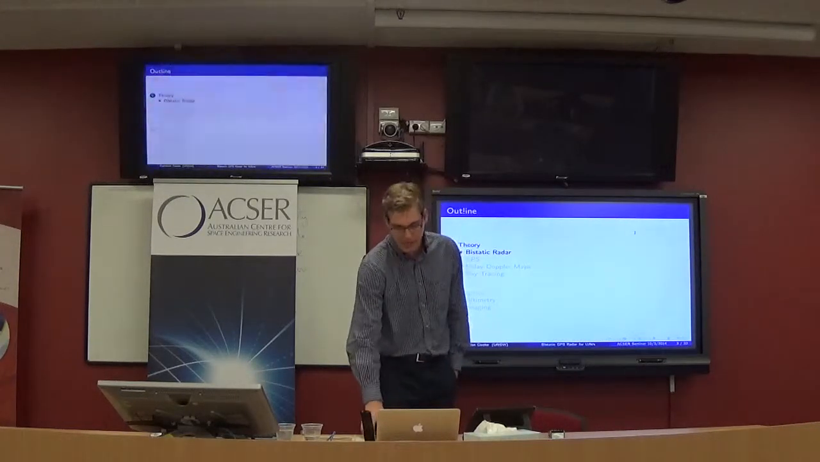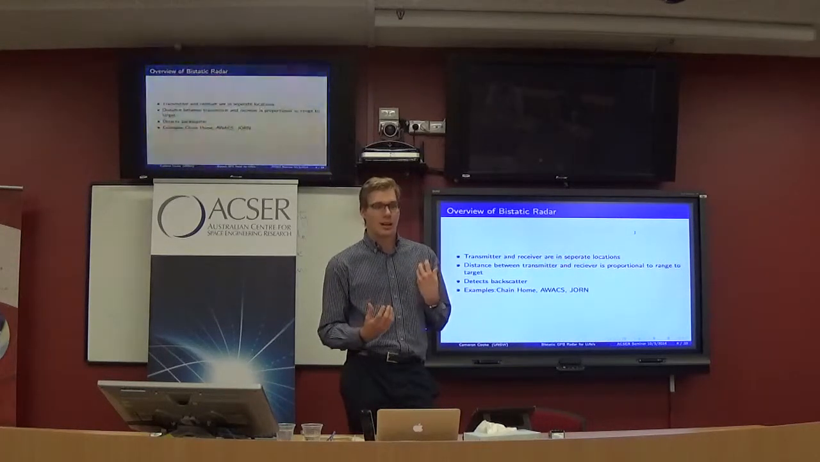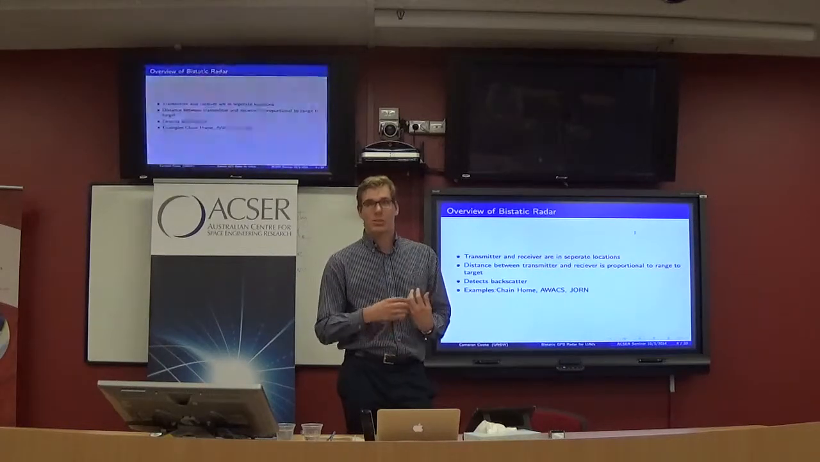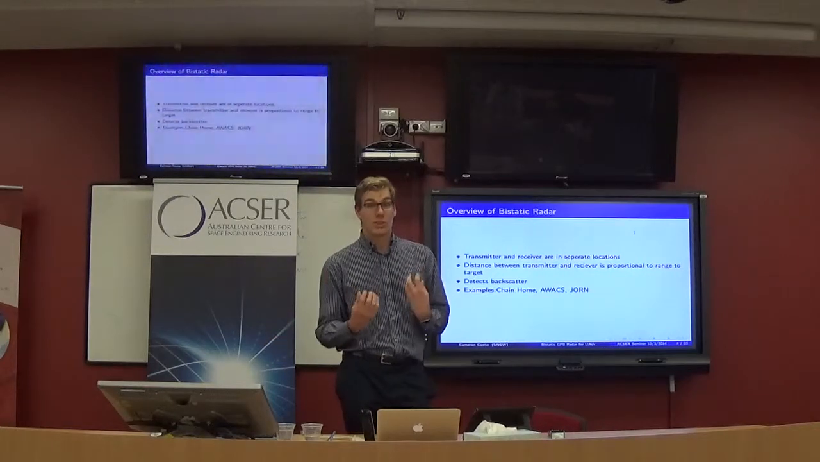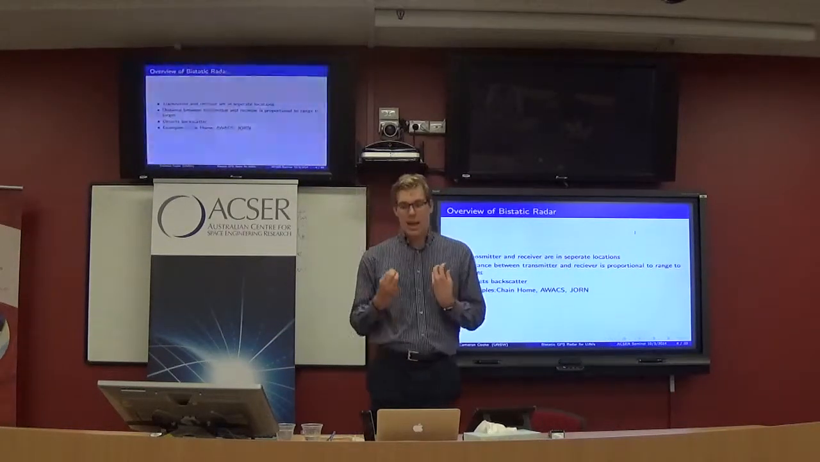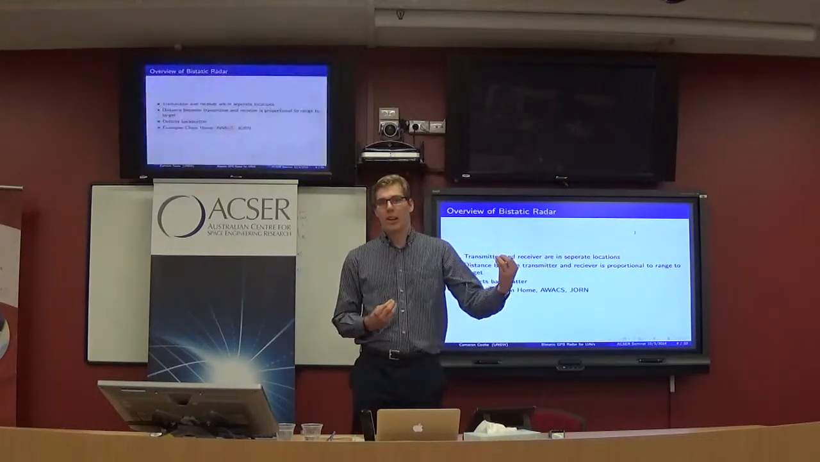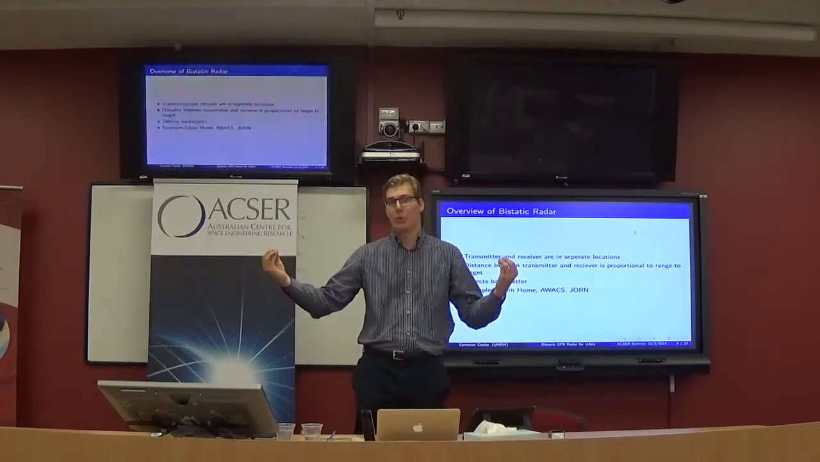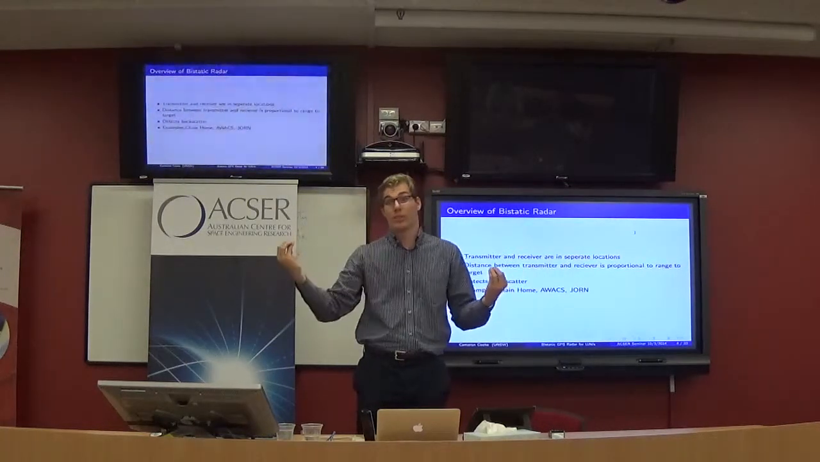So, bistatic radar. Normally with radar, you'll think of something on a warship or air traffic control radar, where the transmitter and the receiver are in the same location. The transmitter sends out a pulse, the pulse goes out into space, reflects off targets in space, and then comes back to the receiver, which is in the same location as the transmitter. Bistatic radar is a bit more interesting because you've got the transmitter in one location and the receiver in another, and the distance between the two is roughly on the same order as the distance between the transmitter and the target, or the receiver and the target.